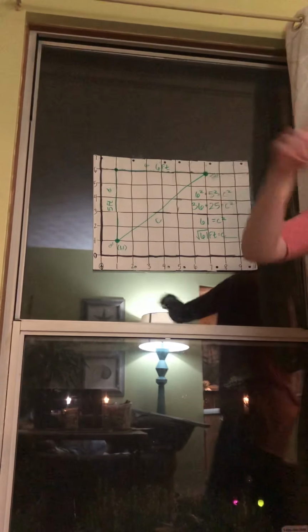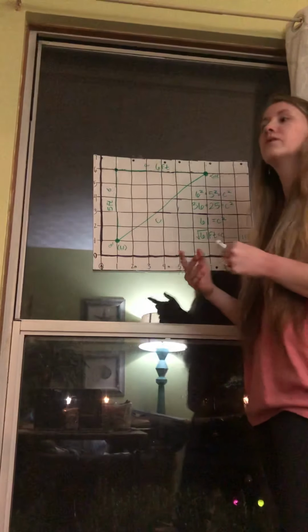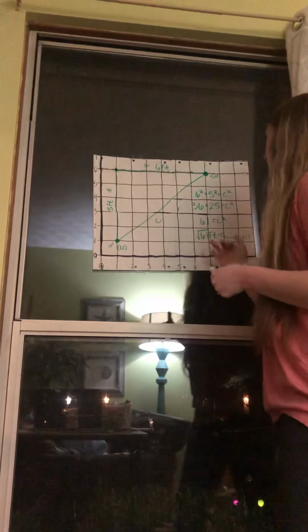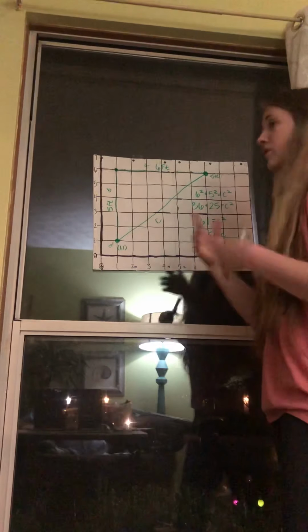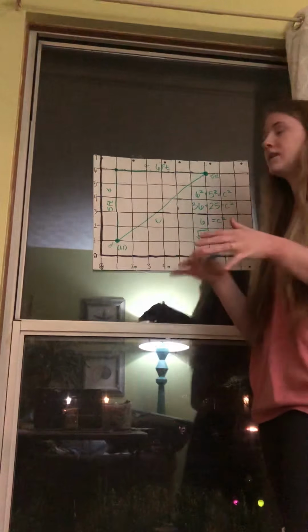Yes, Jimmy. 64 is our closest known perfect square, and the square root of 64 is 8. So the square root of 61 is going to be a little less than 8.